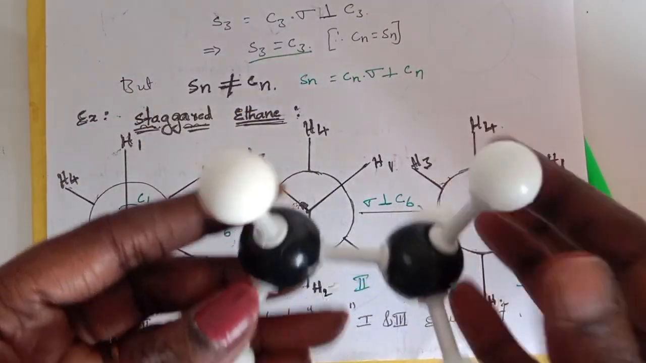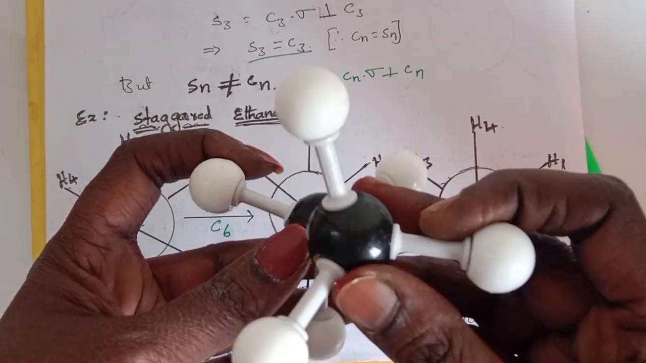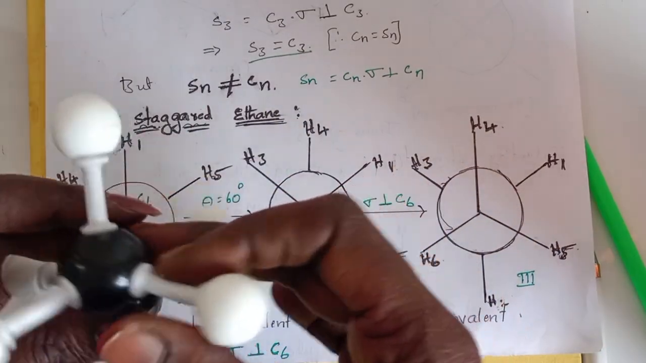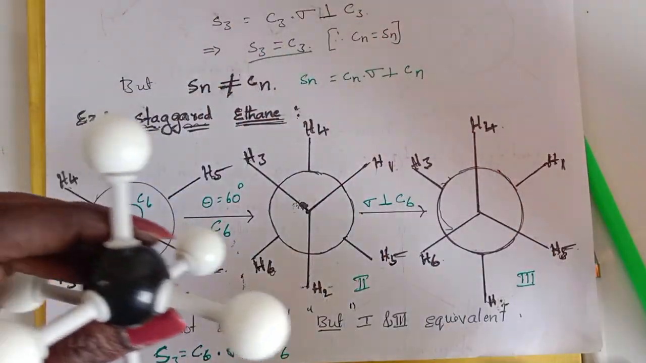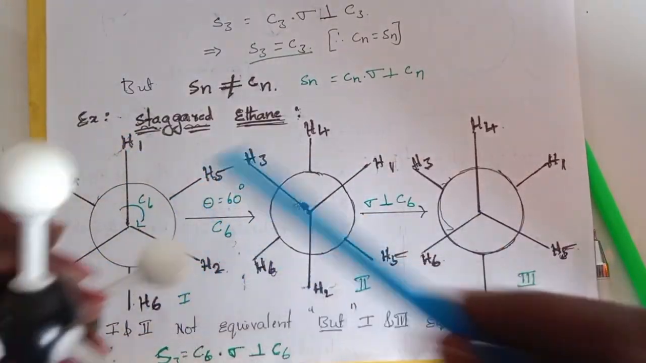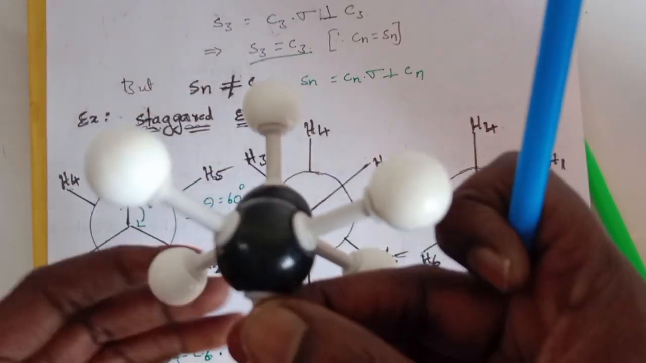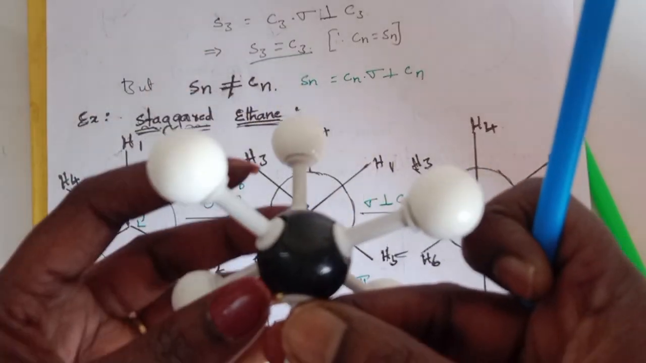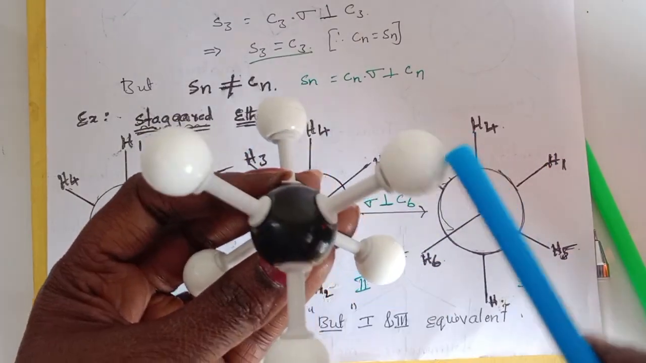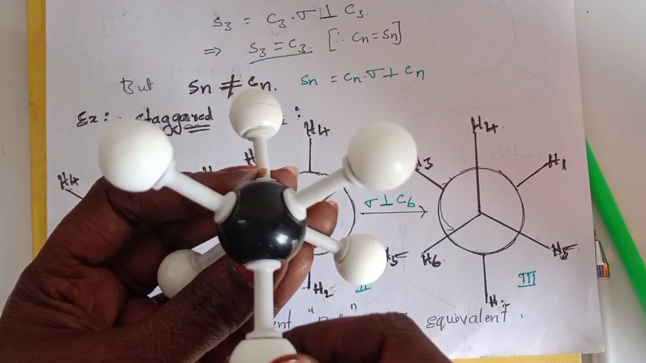In these cases, what will happen is, by doing a reflection operation, if you see the model, this is the ethane, right? Two carbons and six hydrogens are placed like this. So I am discussing here the staggered ethane. The front carbon structure is like this. Again, by rotating 60 degrees, that is C6, what will happen? The front carbon shape is like this, isn't it? So it is not equivalent to the original one.